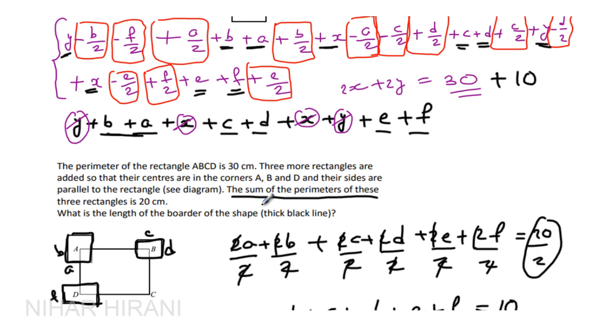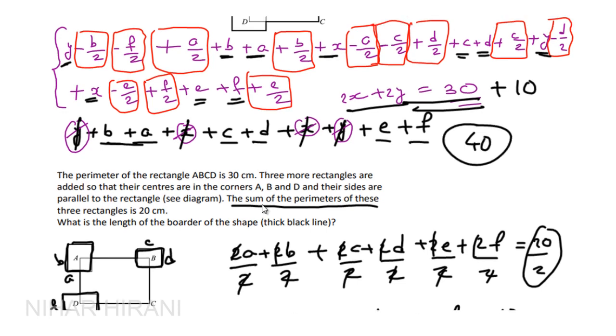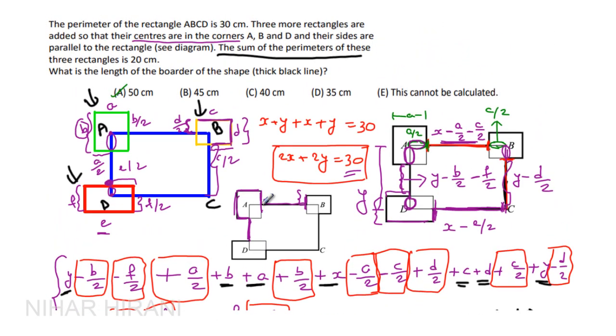2x plus 2y we already did. This is y, this is y. So 2y, x, 2x. So 2x plus 2y is 30 and A plus B plus C plus D plus E plus F is 10. So 30 plus 10 is 40. The question is long and little lengthy, but I tried to explain in as easy language as possible. I hope you find it useful.